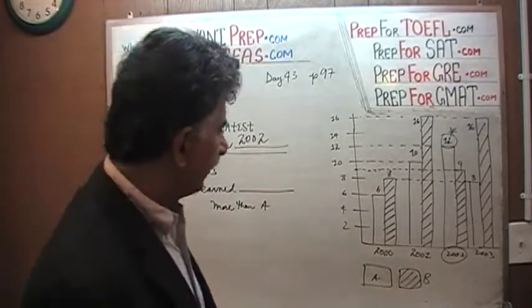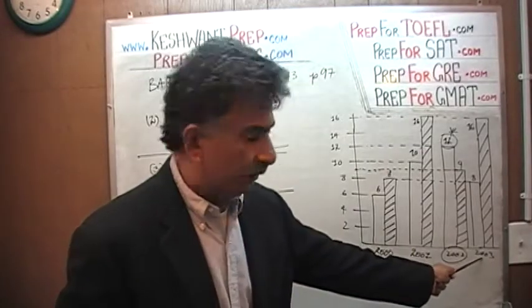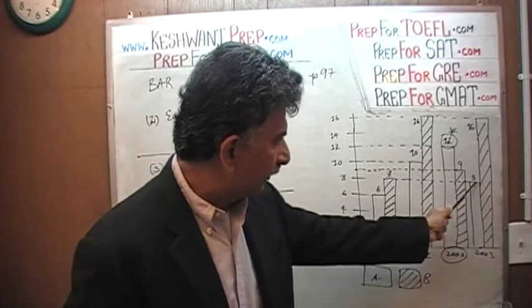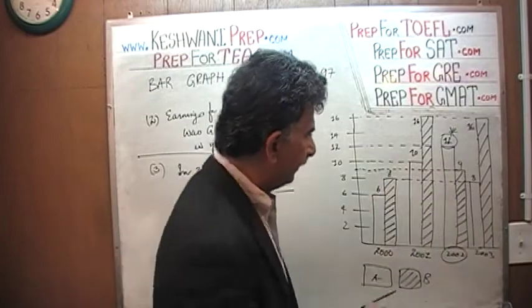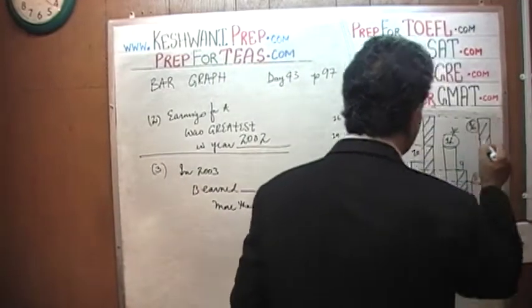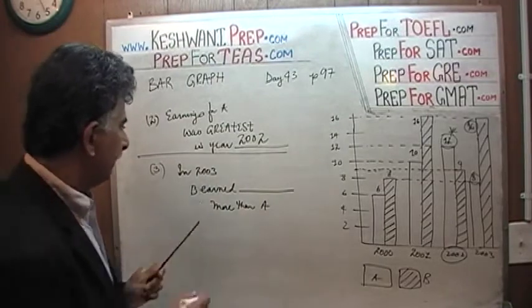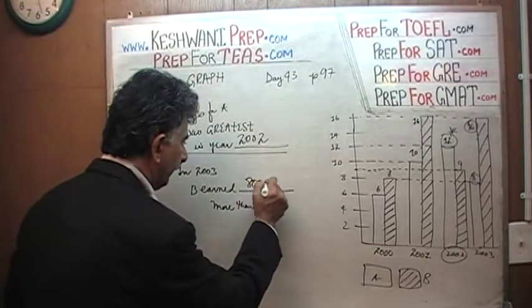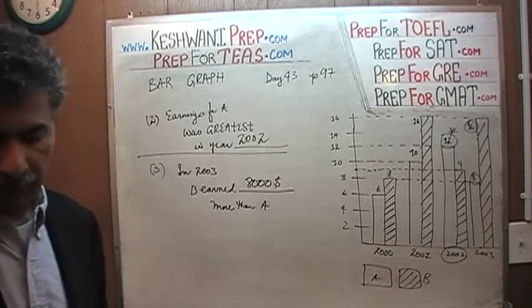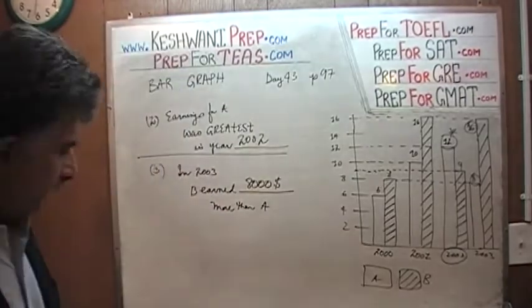In 2003 is what we're looking at. 2003 is way over there. A earned 8,000 and B earned 16,000 right here. 8 and 16, so the difference is $8,000. In 2003, B earned $8,000 more than did A. That's all. Finally, question number 4.